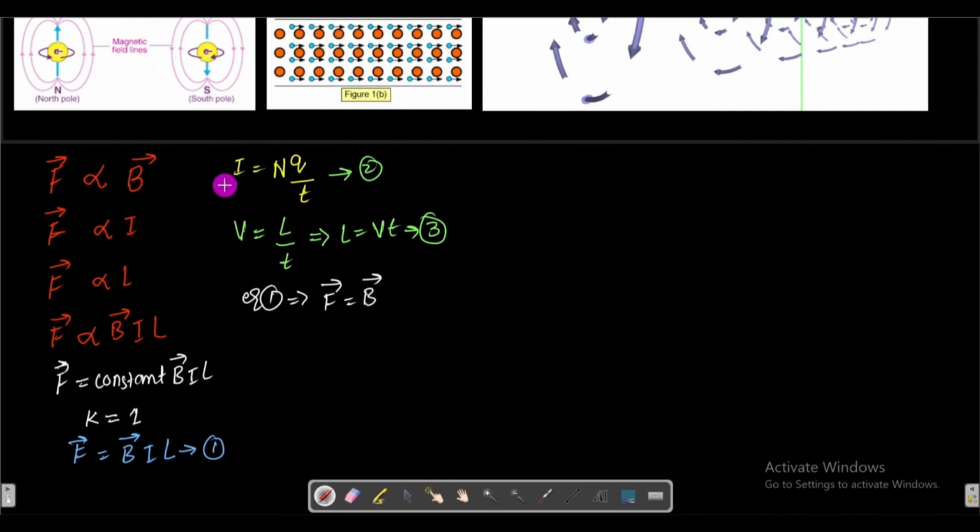and instead of this I will put q by t. And instead of this L I will put v and t. So here this t and this t cancel each other, and the equation becomes this. So F is equal to B, the magnetic induction, and this N, this Q and this V. So this is actually the force and the number of the charges moving in this conductor.